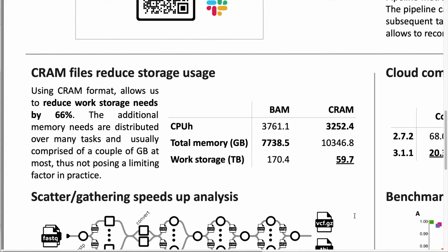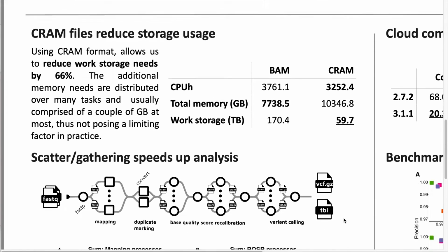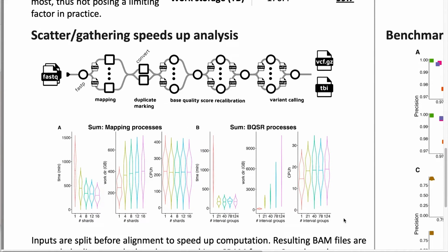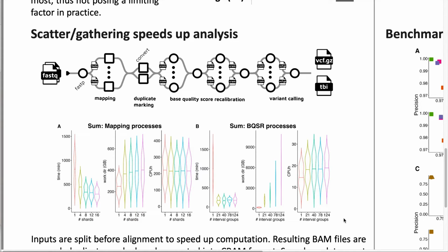And using CRAM files, we were able to reduce this storage space by about 2/3. It does come with a slight increase in memory. However, in practice, we didn't experience any problems with this as the memory usage is distributed over thousands of processes and is very short-lived, whereas the work storage accumulates over the whole pipeline run and thus can be a bottleneck if it's too much.